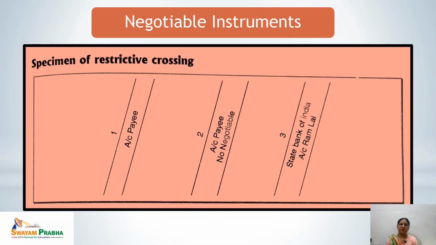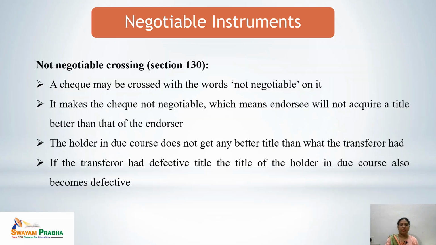Let's see the format, the specimen of the same. One is the account payee. The second option is the account payee and not negotiable. The third one is State Bank of India, account Ramlal. That means the most important thing here is to add the account of the payee. The person, the account of the payee to whom the payment is to be made, is to be mentioned in the two transverse parallel lines on the face of the check.